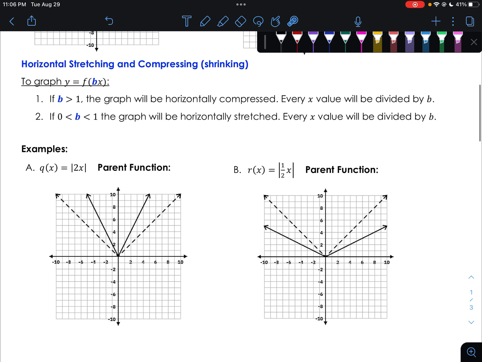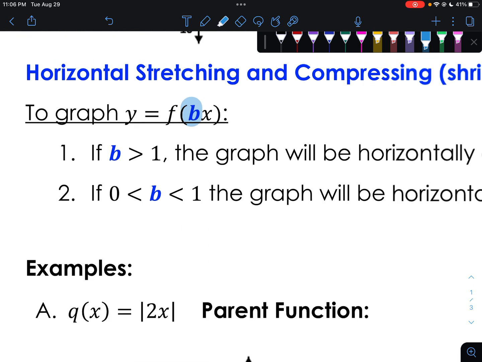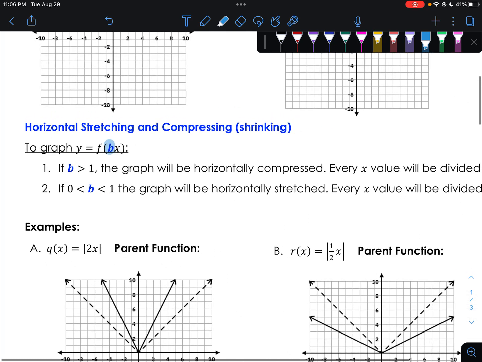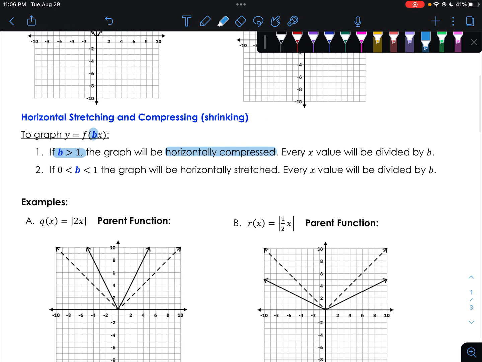Okay, the next one we're going to talk about is horizontal stretching and compressing. So this is now when it's inside directly with the x. So if there's parentheses, it's inside the parentheses. If there is a radical or an absolute value, it's directly inside. So when b is greater than 1, it's going to be horizontally compressed, meaning we will take every x value and divide it by b.